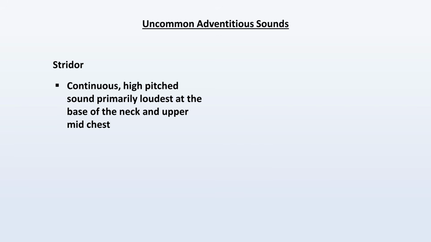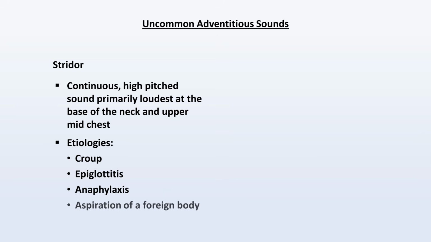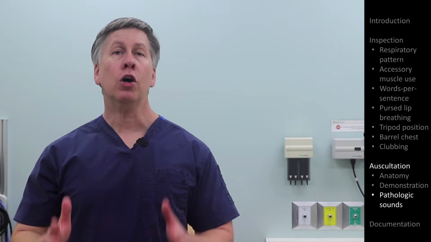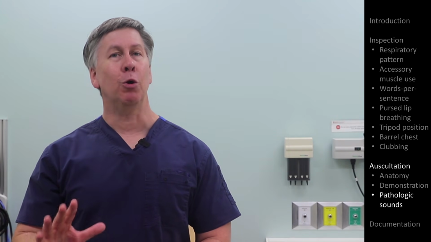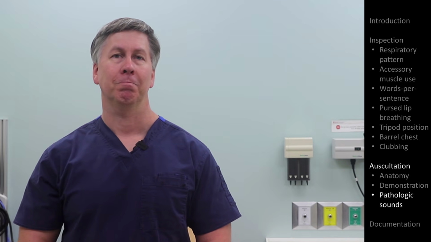If the sound is loudest during inspiration, it suggests the obstruction is relatively proximal and extrathoracic, whereas if the sound is loudest during expiration, it suggests the obstruction is relatively distal and intrathoracic. Overall, etiologies include croup, epiglottitis, anaphylaxis, and aspiration of a foreign body too large to have made it lower than the upper trachea. Of all auscultation findings, heart or lung, hearing this one makes me the most nervous since it can suggest an impending airway emergency.